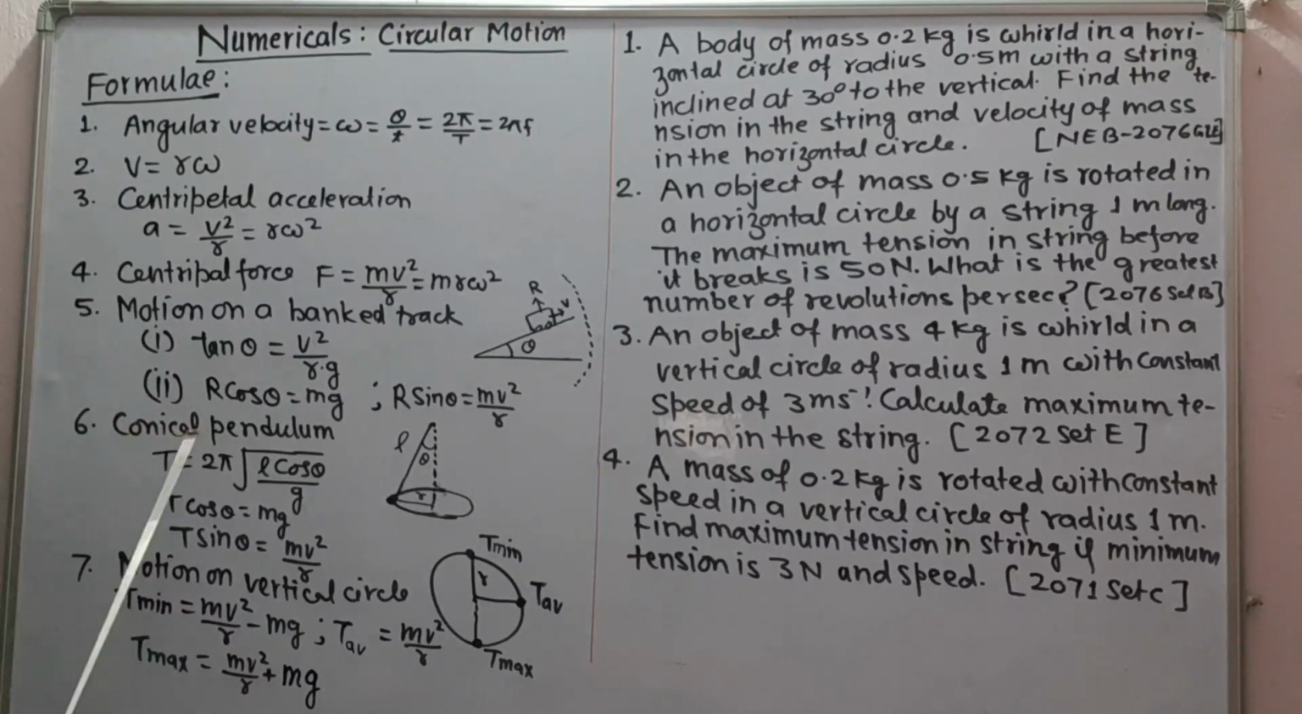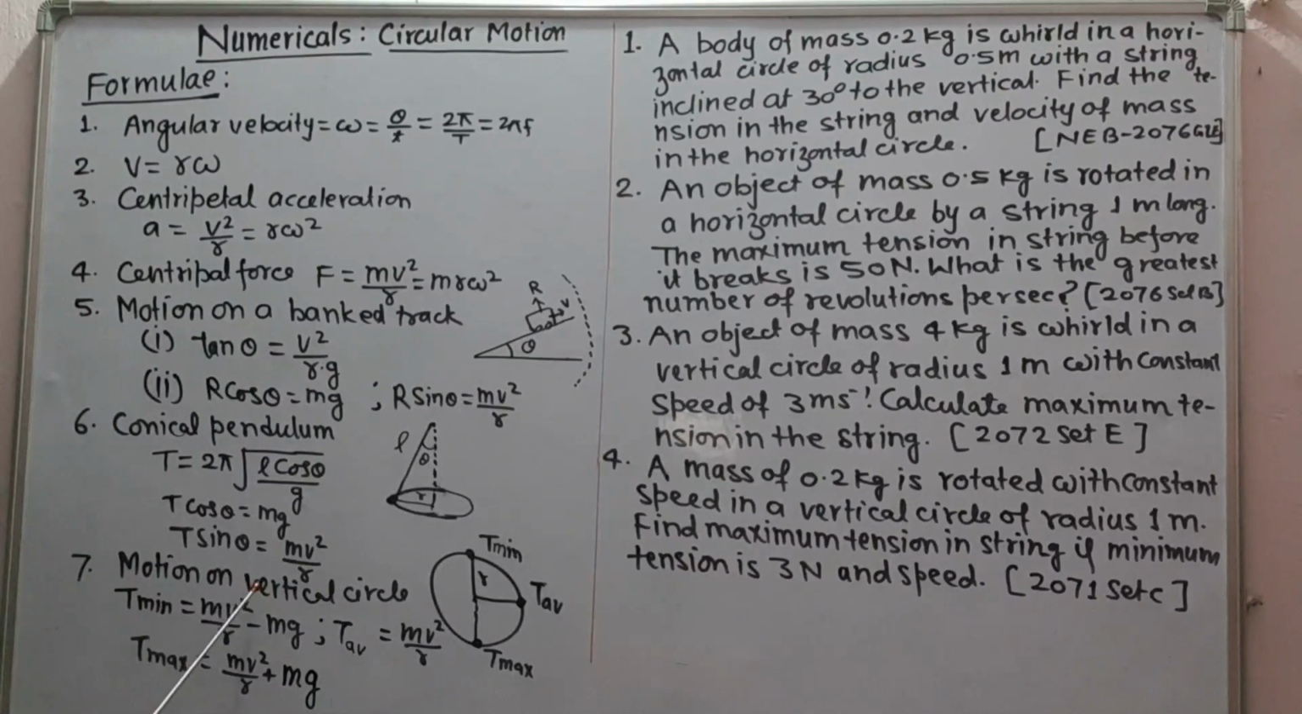Next, conical pendulum. If a mass m is rotating with velocity v in a horizontal circle with the help of a string of length L, which is inclined at angle theta with vertical, then its time period is given by T is equal to 2 pi under root L cos theta upon g, and T cos theta is equal to mg, T sin theta is equal to mv square upon r.